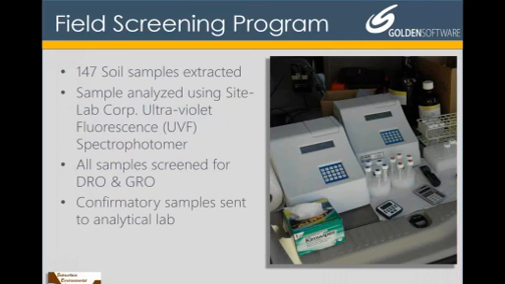All the samples that were prepared in the field were tested using the two instruments shown. One was calibrated for diesel range organics, the other for gasoline range organics. And a set of confirmatory samples were sent to an analytical lab for calibration purposes.